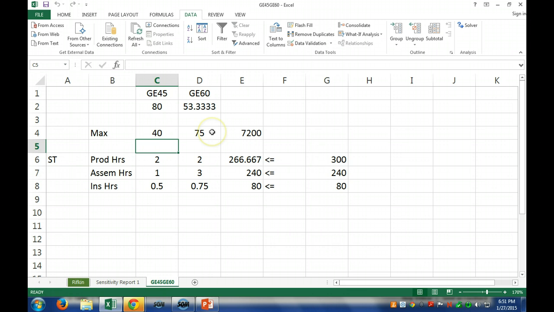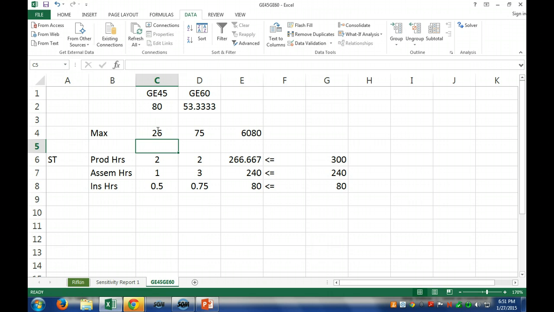What did change though? My profit changed, of course, it went down. But the mix did not. And remember, that is my solution. This is what I'm deciding. Let's go down to $26. Okay, let's change this from 40 to 26.